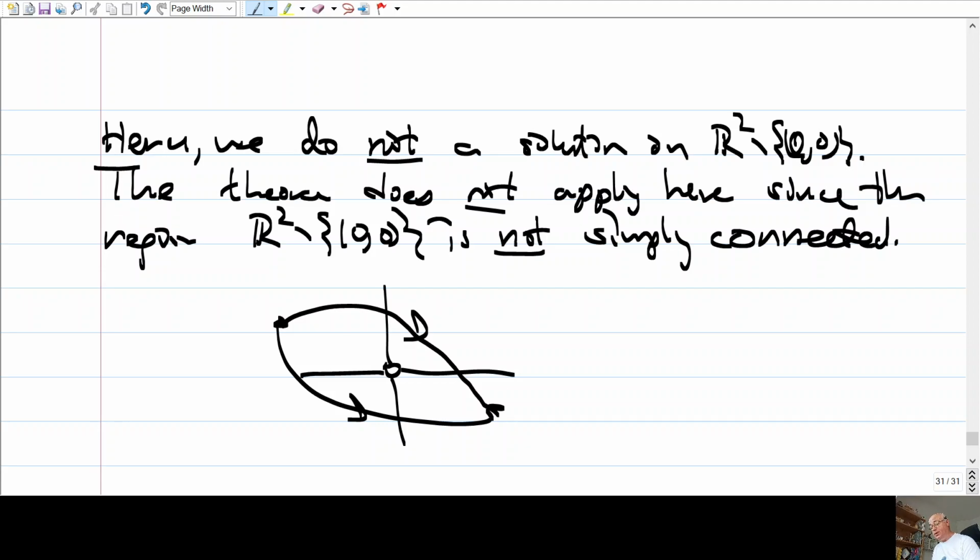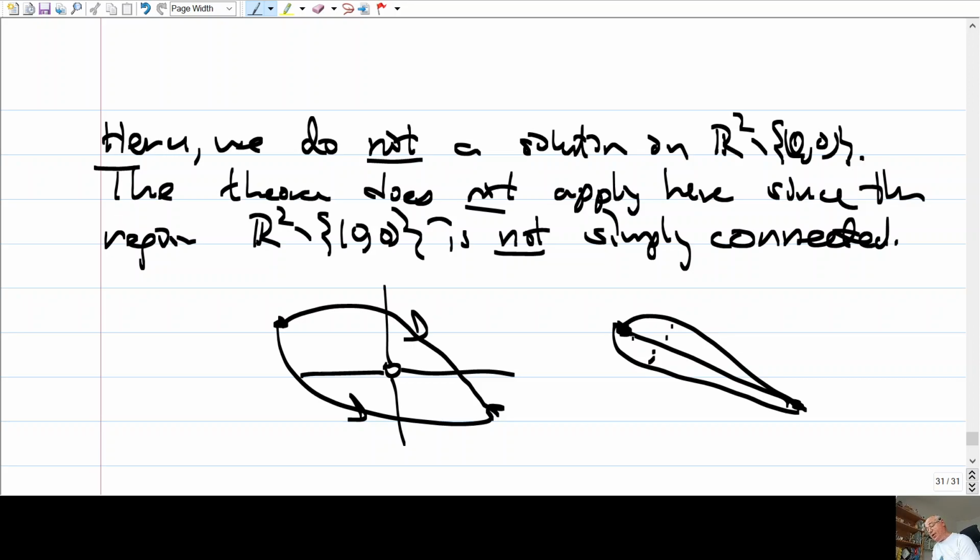Simply connected means there's essentially a unique way of connecting these 2 points. In this case, you see all these paths can be deformed into this line segment.